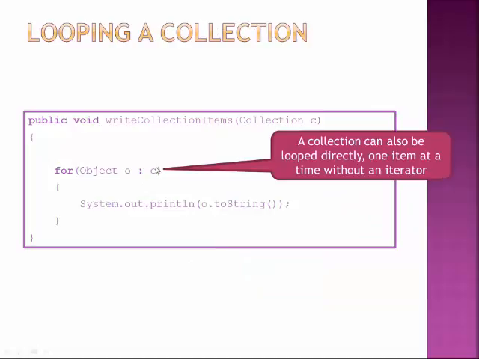It'll go through them one at a time. So it goes to the first one and gives them to me. I print it out. Goes to the second one, gives it to me. Print it out. Goes to the third one, give it to me. I don't have to have one line of code inside the for loop. I can have any number of lines of code inside the for loop.